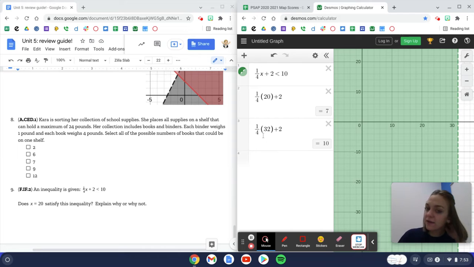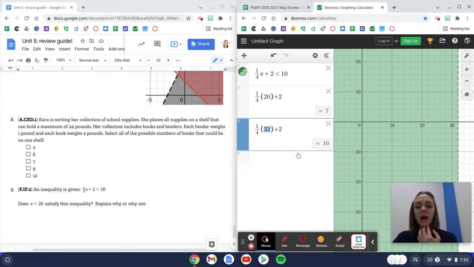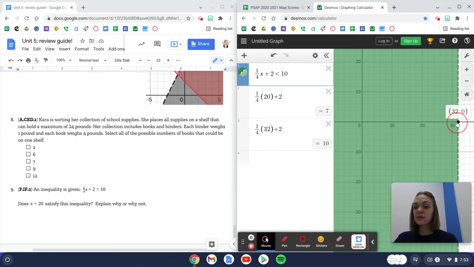So if they asked you if x = 32 satisfies the inequality, which they're not asking that, but you might see something like this on the test. When I put that in, I get a 10. And I can see graphically that this dashed line crosses at x = 32. Because it's a dashed line, it's strictly less than. It's not or equal to.